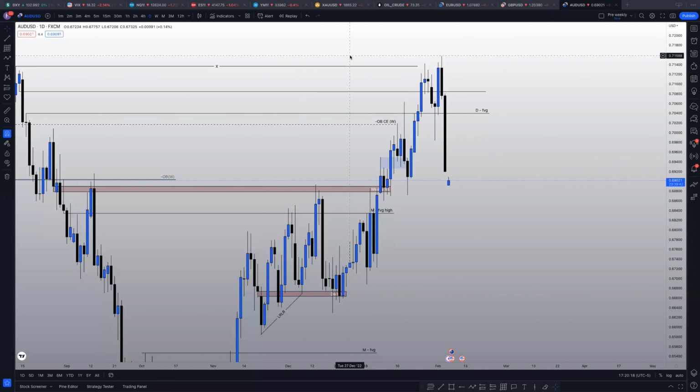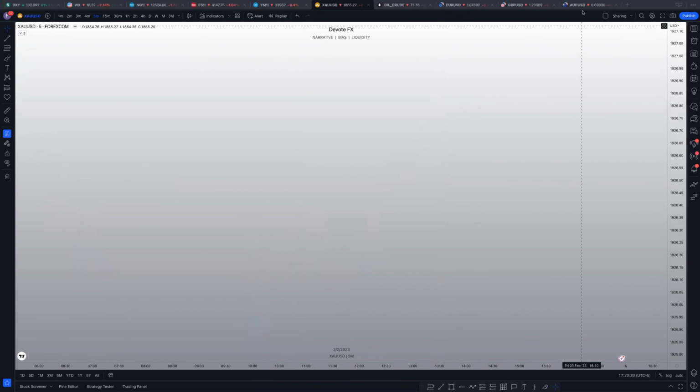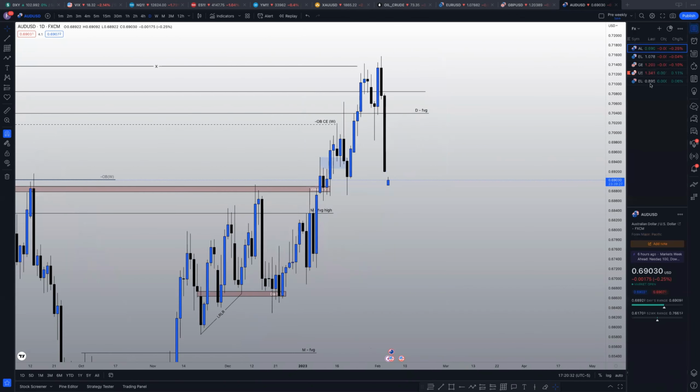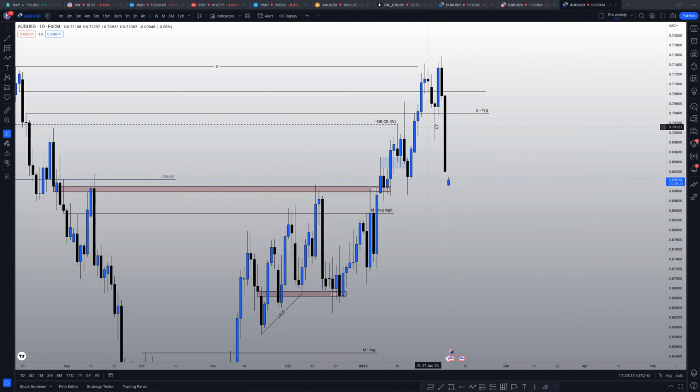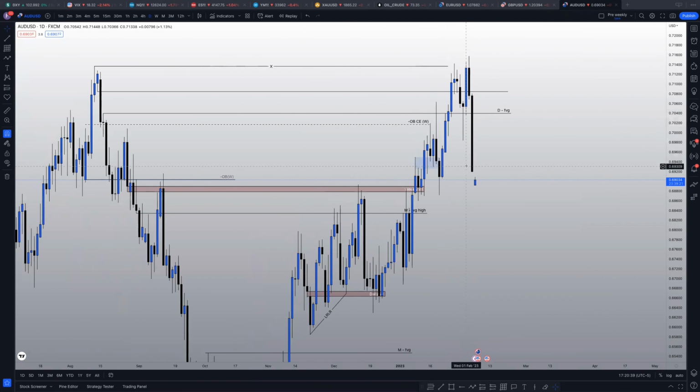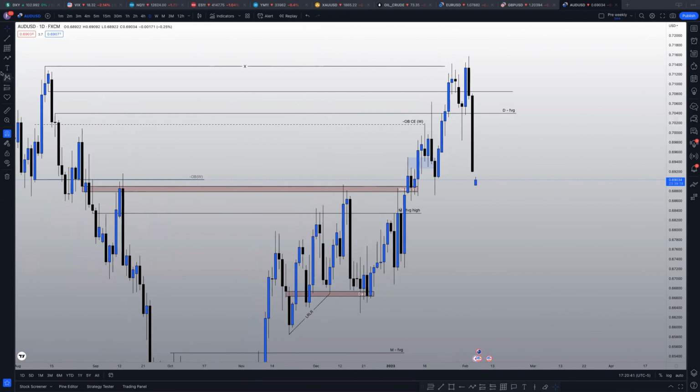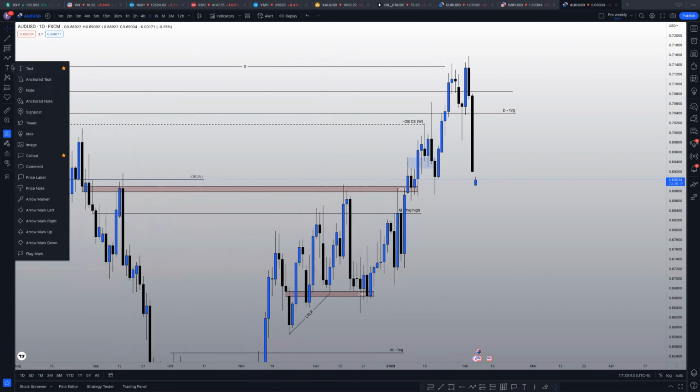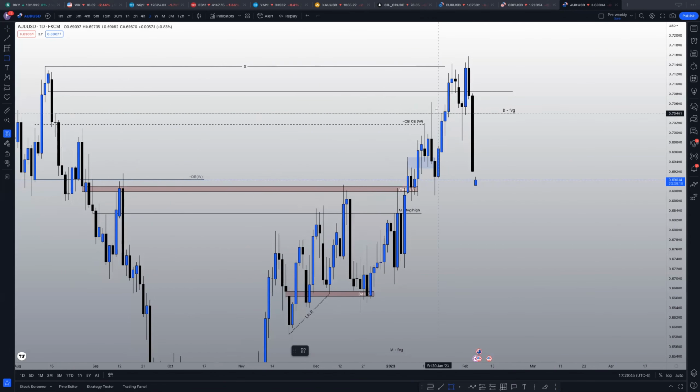Australian dollar is positively correlated with gold. So we have seen some displacement to the downside on gold as we just went over. I switched the wrong one. So it's good to see that AU replicated, as well as the dollar strength. So I'd be looking inside of this wick right here.